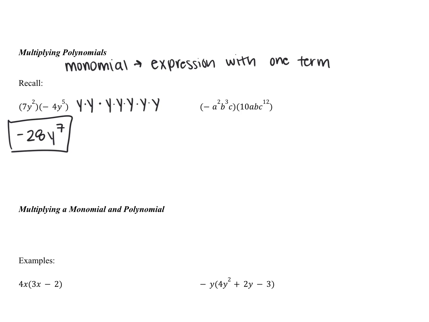My next example, negative a squared b cubed c times 10abc to the 12th. That negative in front I treat as a -1. So -1 times 10 is -10. A squared times a becomes a cubed. B cubed times b becomes b to the 4th. And then c times c to the 12th becomes c to the 13th. Just remember, if there is no exponent written, it's a 1. So that's just reviewing a monomial times a monomial.